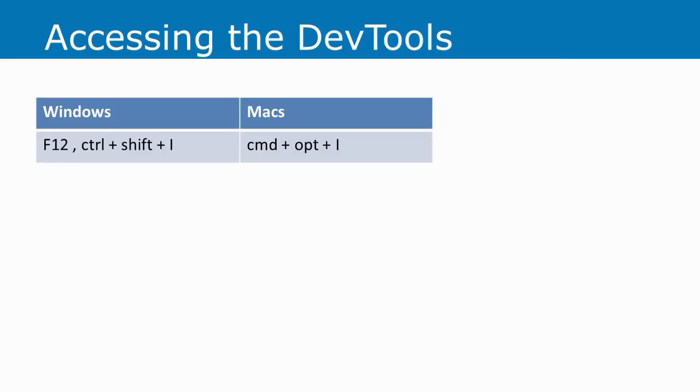To access the Chrome Developer Tools, you first of all have to have Google open. Once you've got Google opened, if you're on Windows, you need to press F12 on the keyboard. Alternatively, you could press Ctrl, Shift, and I. If you're on a Mac, you can press Command, Option, I.